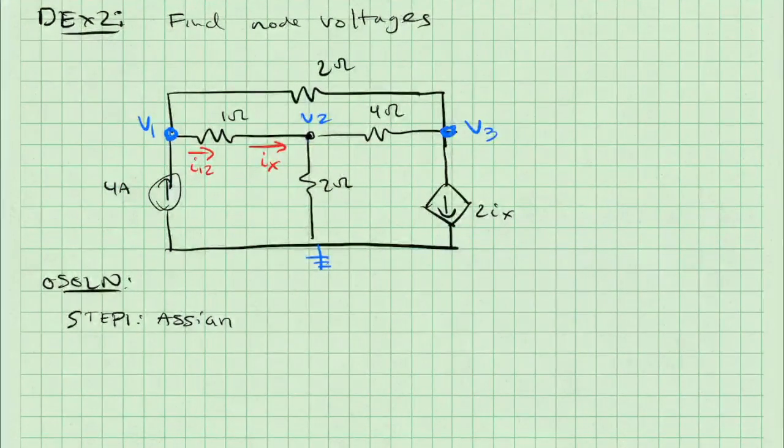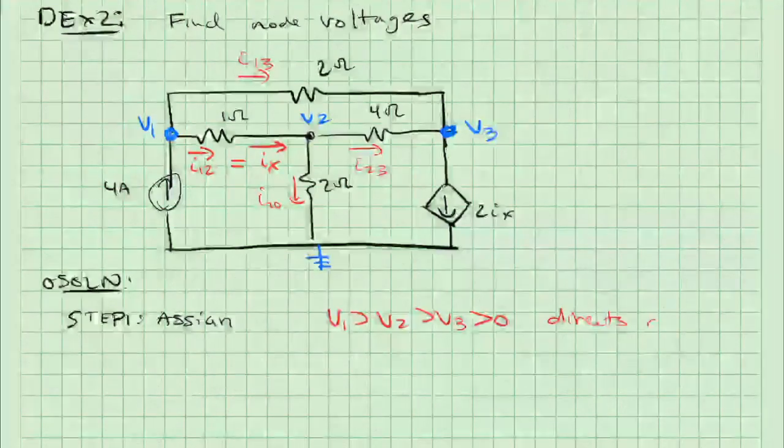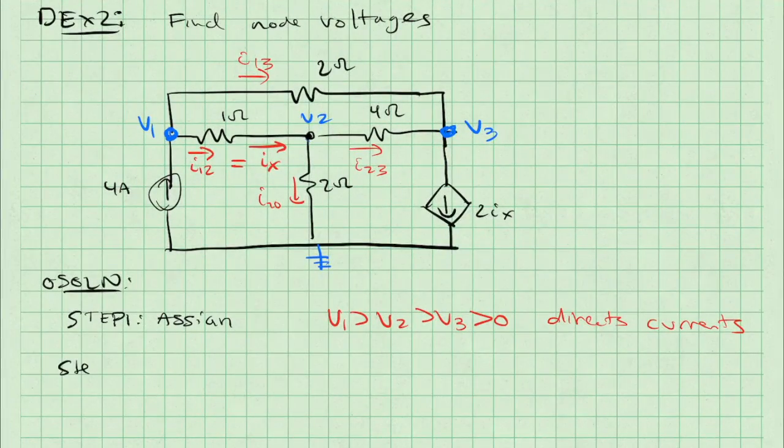Assuming that V1 is greater than V2 is greater than V3, which is greater than 0, this allows us to direct my currents. I can assign I1 to 2, I2 to 0, I2 to 3, and I1 to 3. I'll also notice that I1 to 2 is equal to Ix, which is providing a value to my dependent source on the right hand side.